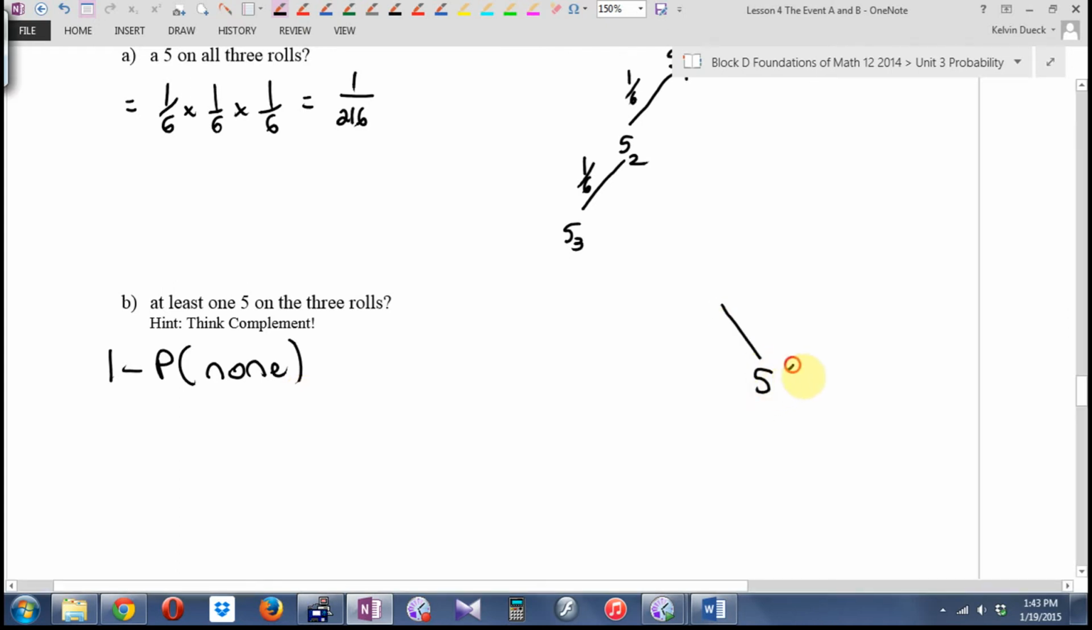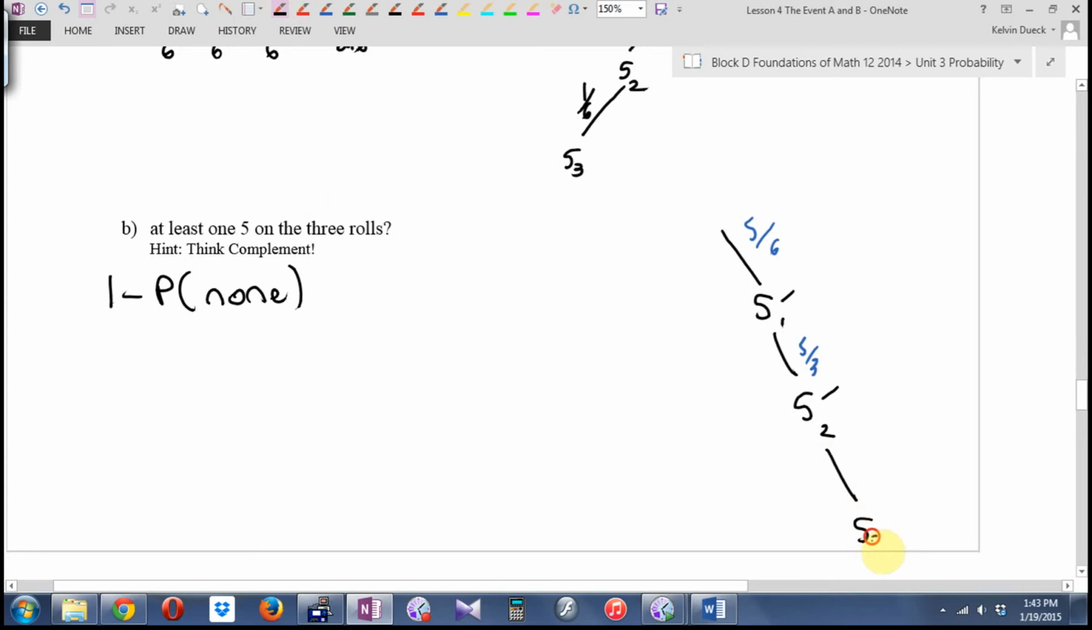What's the probability of not getting a 5? 5 out of 6. And, sorry, let's be consistent in your colors, Mr. Dueck. What's the probability of not getting 5 again? And what's the probability of not getting a 5 again?